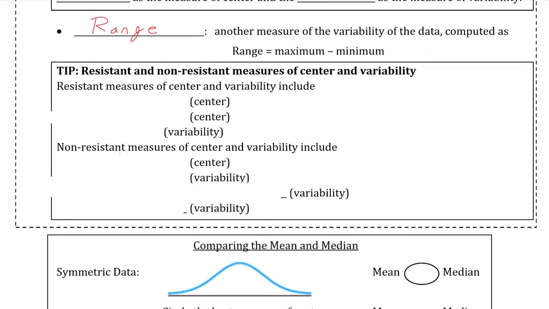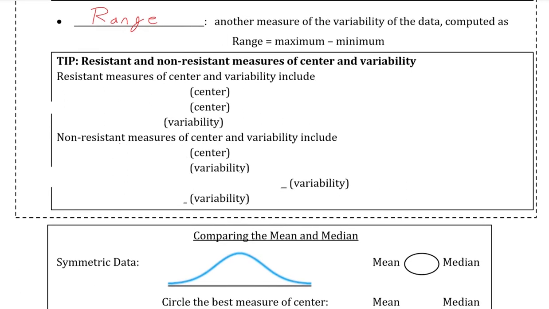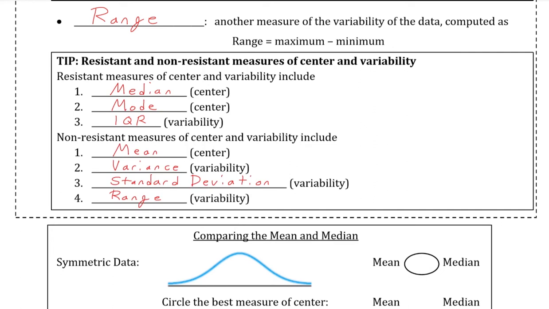As a summary, we have a few measures that are resistant. The median, the mode, and the IQR are resistant measures, the median and the mode being measures of center, and the IQR being a measure of variability. As for non-resistant measures of center and variability, we have the mean as the measure of center, and the variance, standard deviation, and range as measures of variability. All of these four non-resistant measures rely on and depend on every value in the dataset to calculate, including any extreme values.